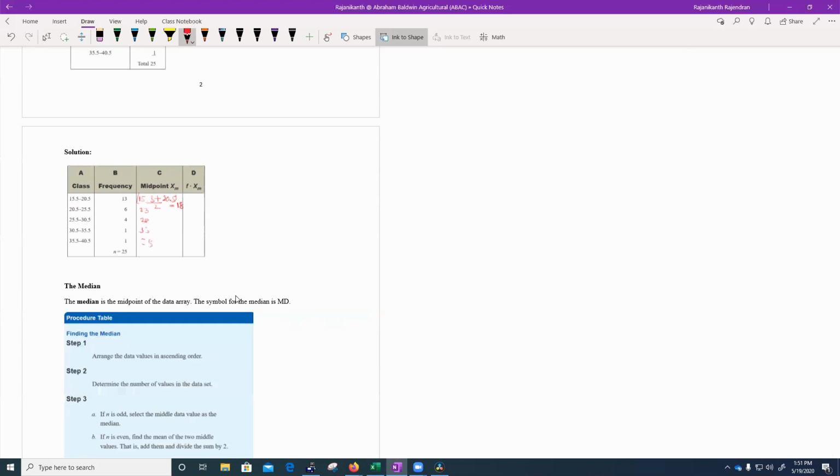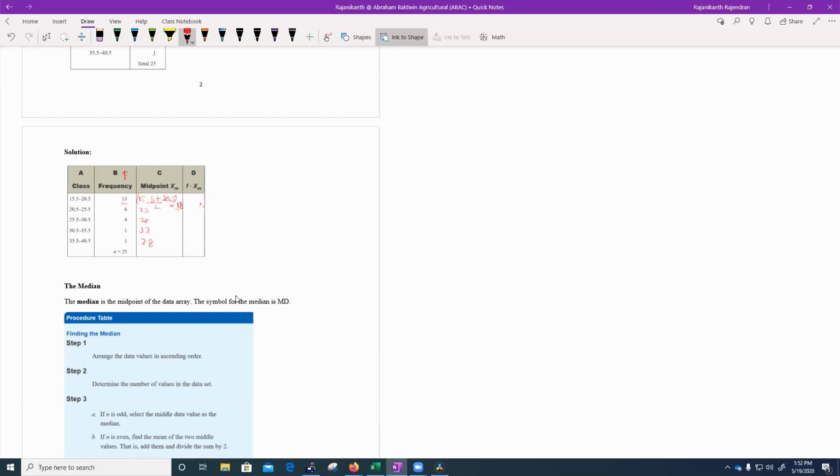These are all my midpoints. Once you have the midpoint values, simply multiply the midpoint value with the corresponding frequencies. I use the little f for frequency, so I'm simply multiplying frequency with the midpoint, and then you will get f times xm. For my first class, my frequency is 13 and my midpoint is 18. So simply multiply 13 times 18. What is that?